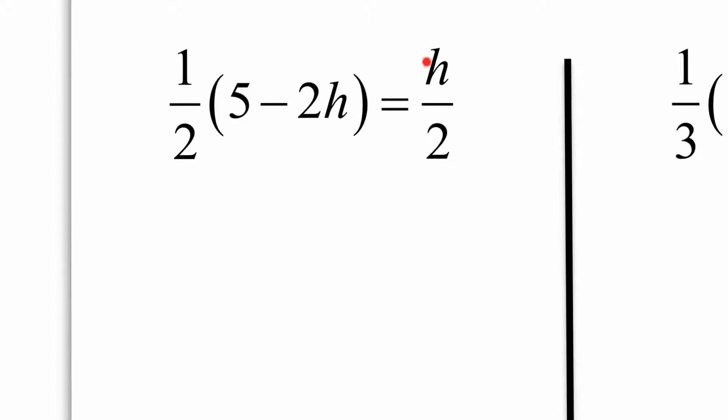On the other side, we also have a fraction, but it doesn't have parentheses. We have h over 2. First, let's distribute that 1/2 to the parentheses, multiplying it times the number inside. If you don't remember how to multiply a fraction times a number, all you have to do is multiply the top number, the numerator, times the number inside, and you keep the denominator. That's because you can convert this 5 into a fraction.